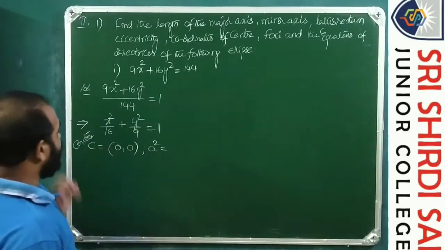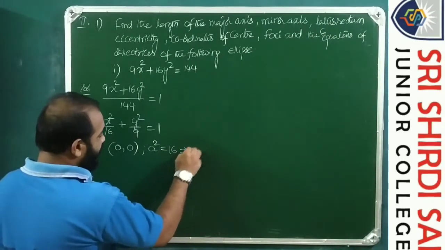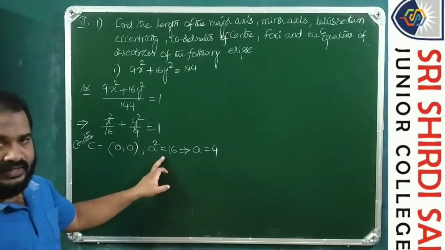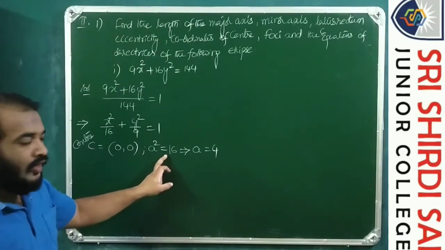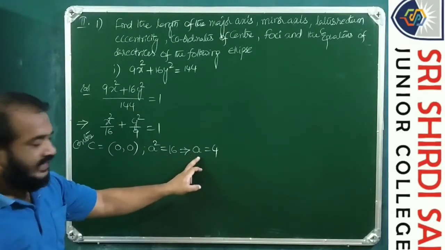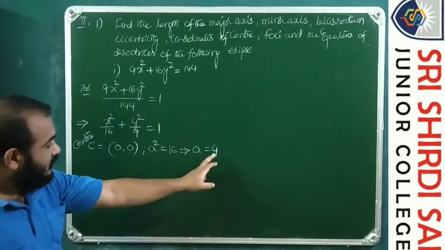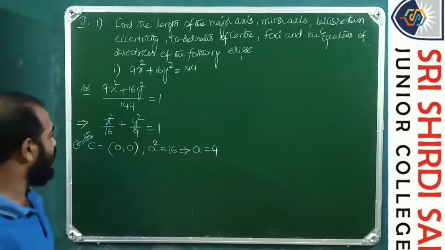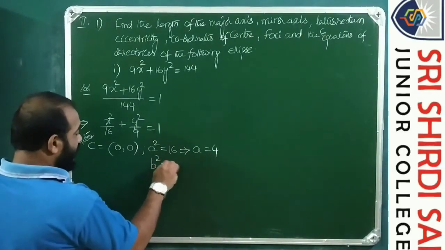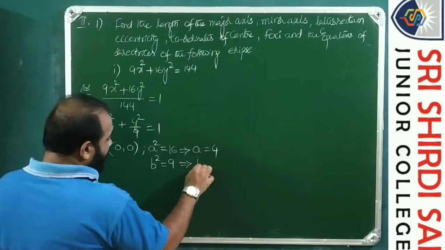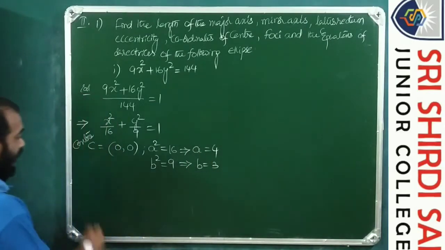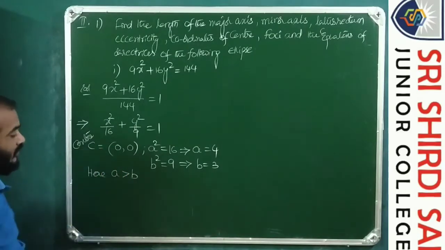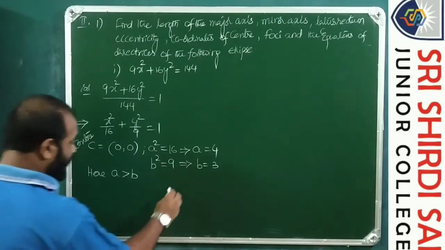And here a square equals to 16. From this a is equals to plus or minus 4, but length of the semi-major axis is plus 4. Length is always expressed in positive only. So next, b square equals to 9, b is equals to 3. Here a is greater than b. Therefore, the ellipse is of this form.